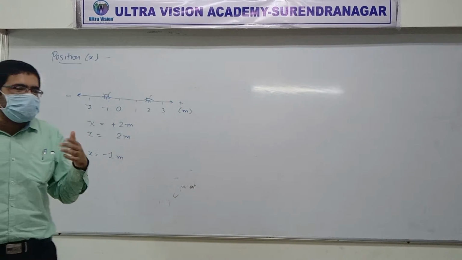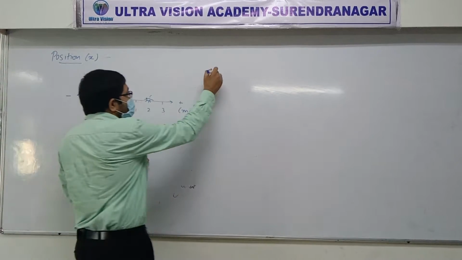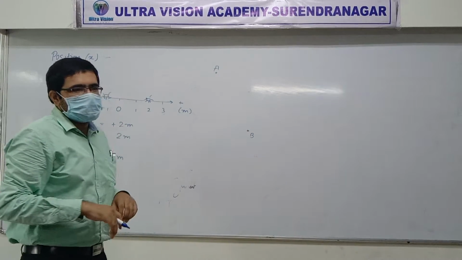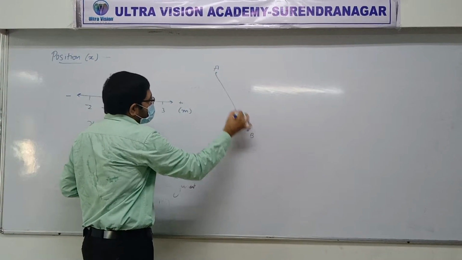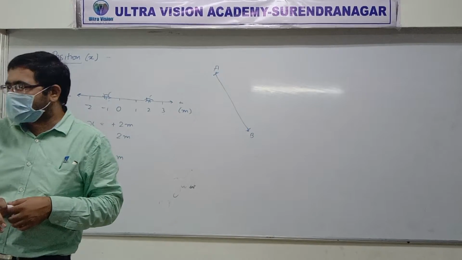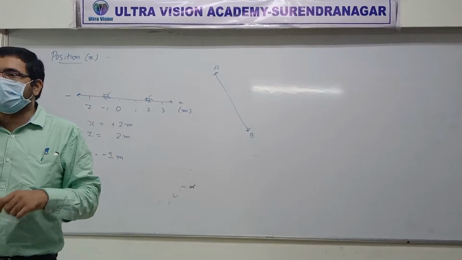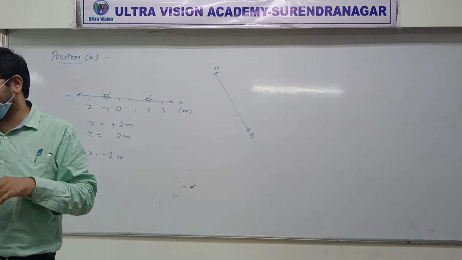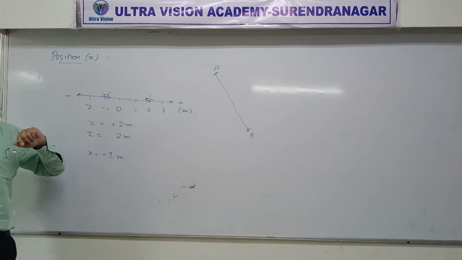Distances don't have directions. Suppose someone asks you what is the distance between this point and this point. That distance does not have direction. You can use a ruler and measure the distance from here to here. How can you measure the distance between 2 points? By using a scale or a ruler, and then you don't have to say direction. Distance does not include direction, but position includes direction.